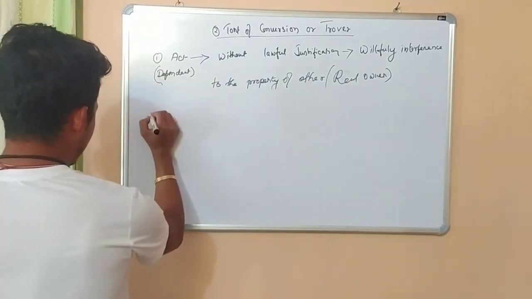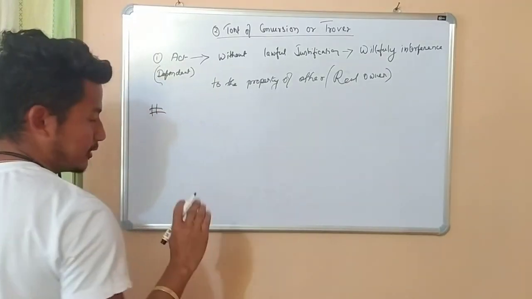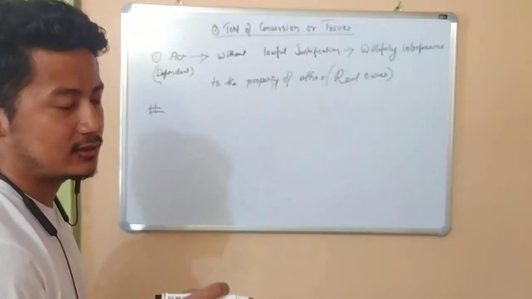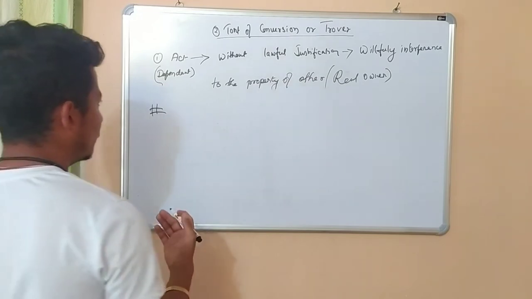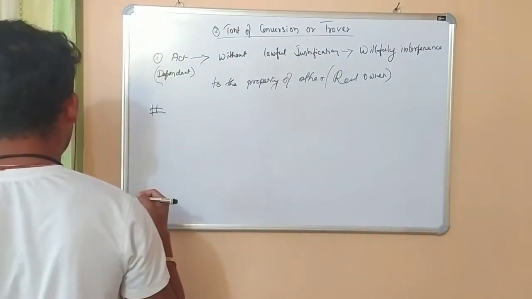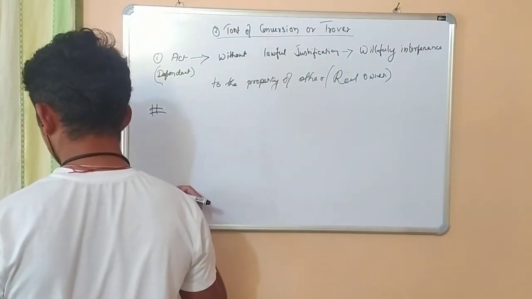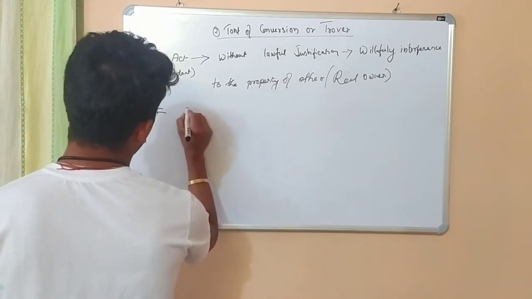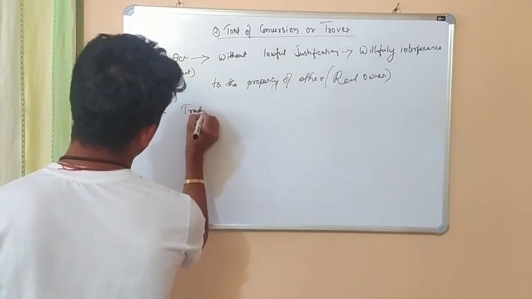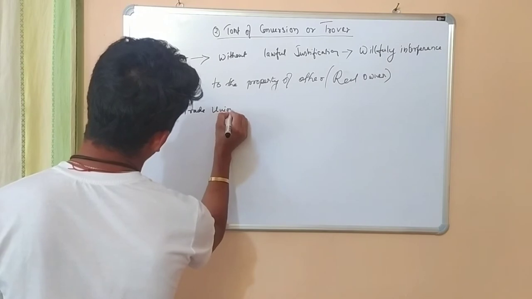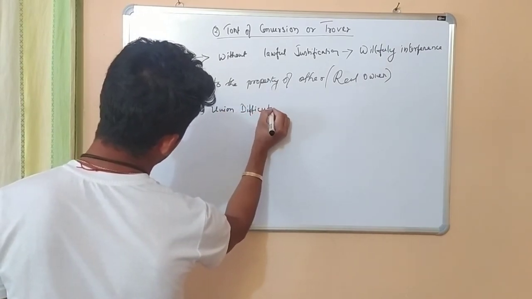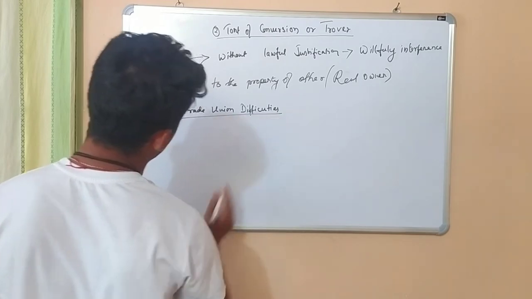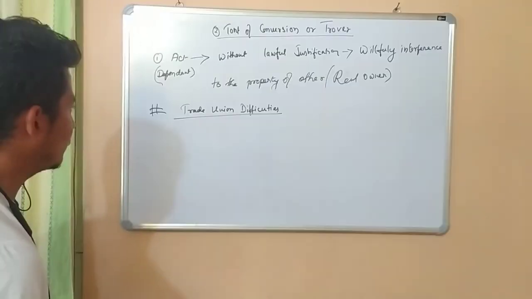As I have mentioned already, if you find a lost good, you will not be held responsible unless you are unwilling to return the product to the real owner. But there is an exception to that rule, that is in case of trade union difficulties. So let's understand what trade union difficulties are.